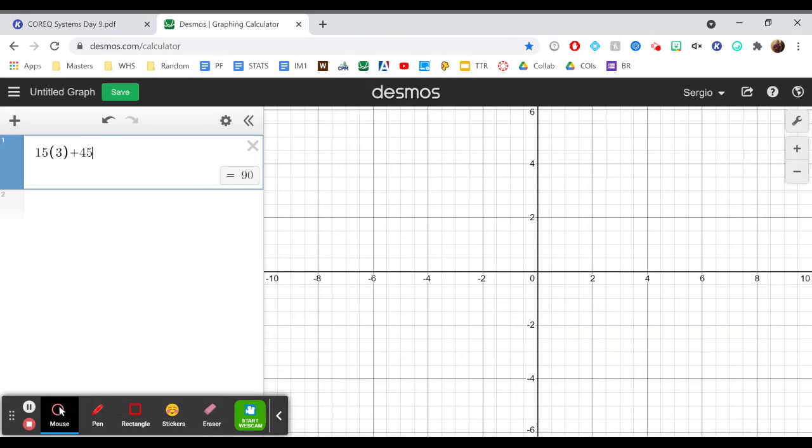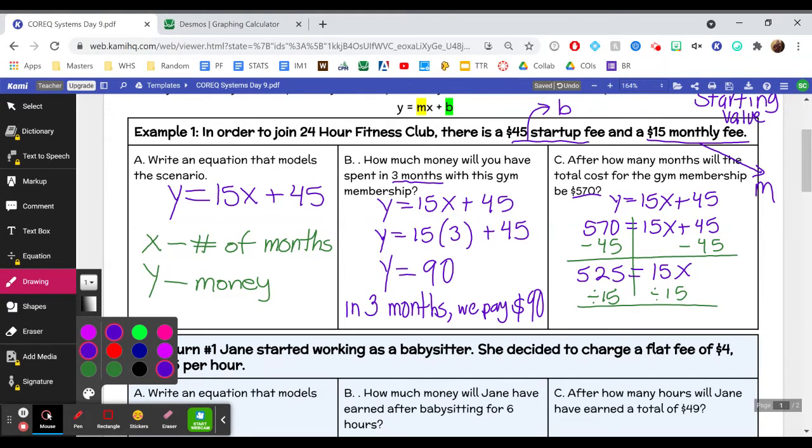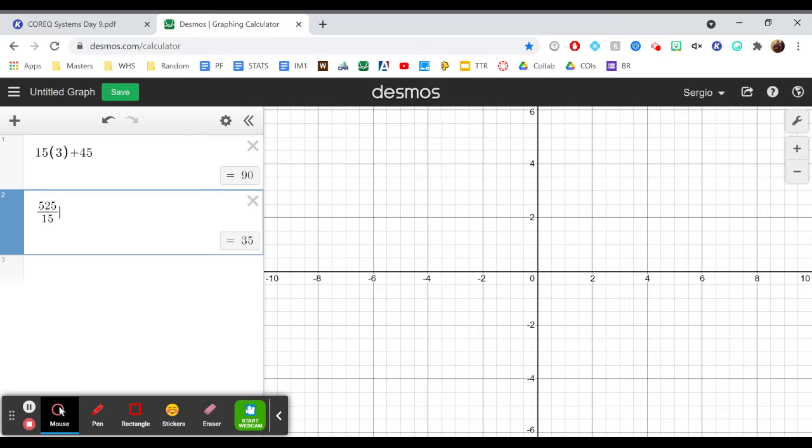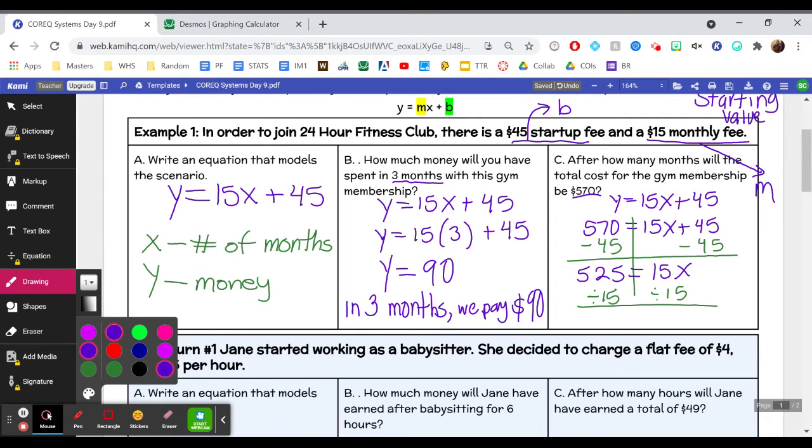And we can always go here, 525 divided by 15. Is it 15? Yeah, 15, so 35. Okay, so we get 35. So x is equal to 35. So our answer is 35 months.